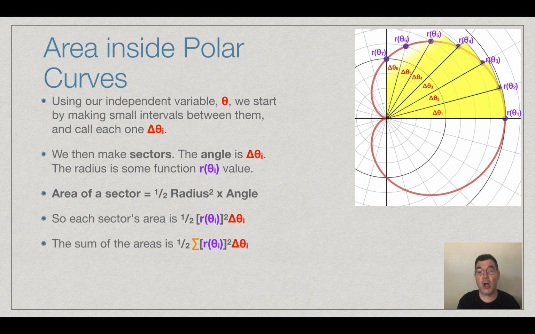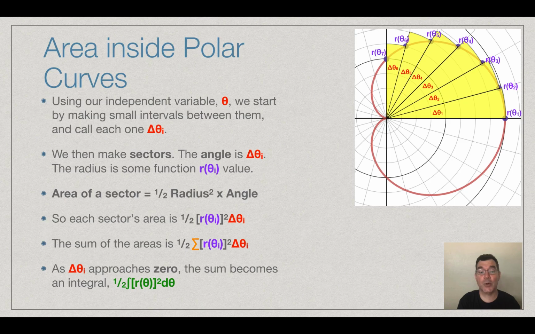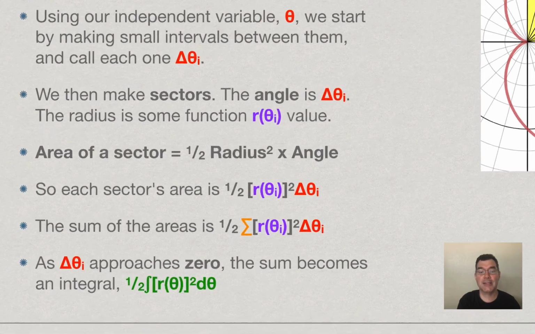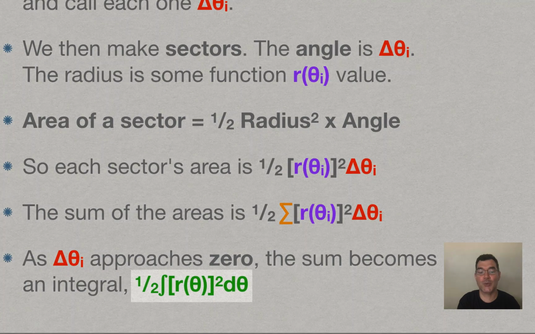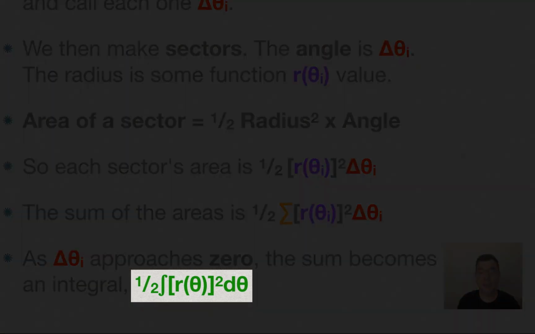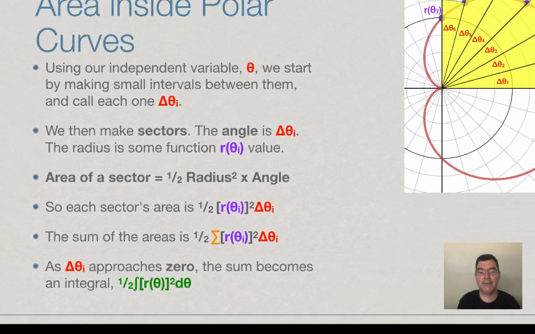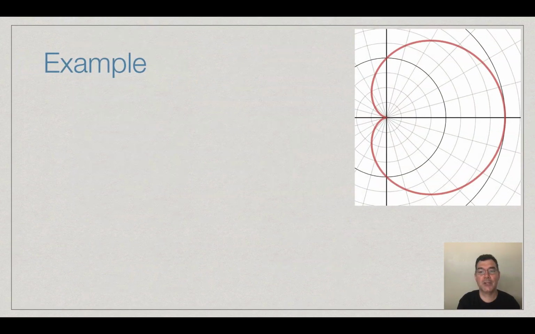If I want the sum of all of them, that's going to be 1/2 times the sum of r of theta squared times delta theta. And again, just like we did with the rectangles, we let delta theta approach 0 so that the sum becomes an integral, which is 1/2 times the integral of r of theta squared times d theta instead of delta theta. So here's an example.